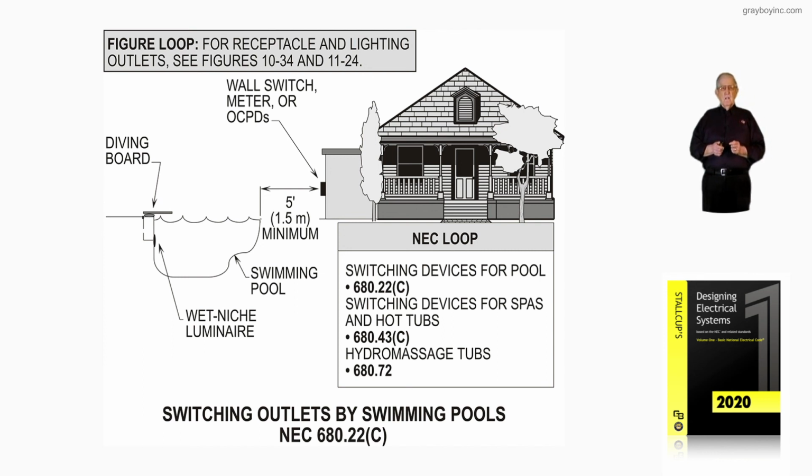So Figure 11-41 is listing switching outlets by swimming pools with an NEC loop for the 3 major areas where these switching devices may be installed.